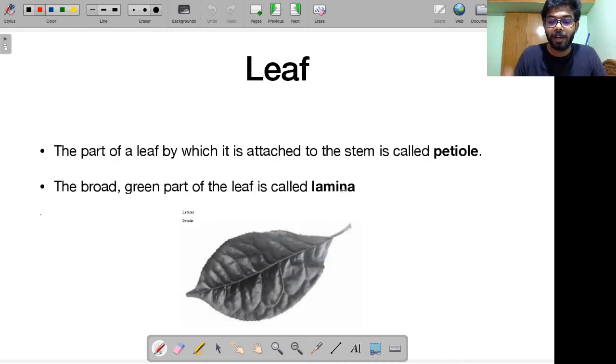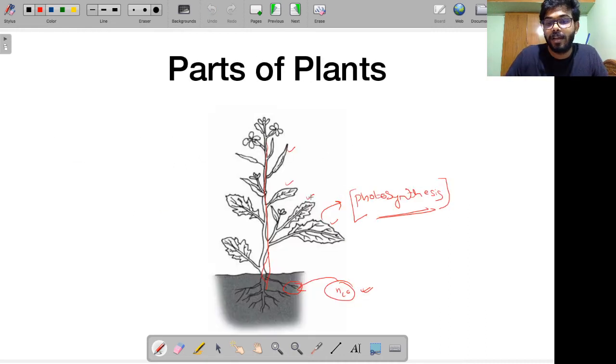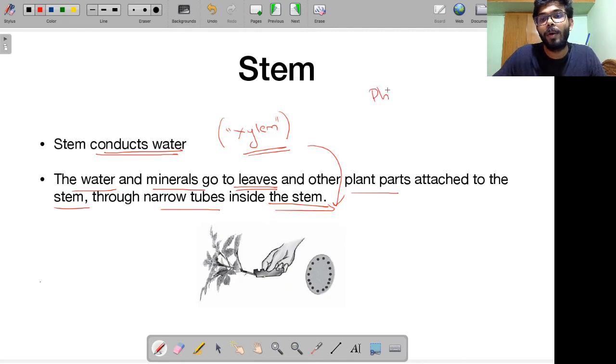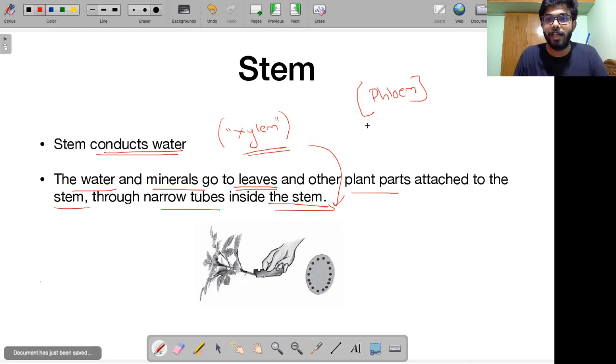Similarly, remember, the food is made in the leaf. From here to every single part of the plant, the food has to be transported so that they can carry out their own functions. This work is also done by the stem. They have something else over there. It is called phloem. Phloem is responsible for transporting food from the leaf to the rest of the plant. Alright, I hope everything is clear till here.